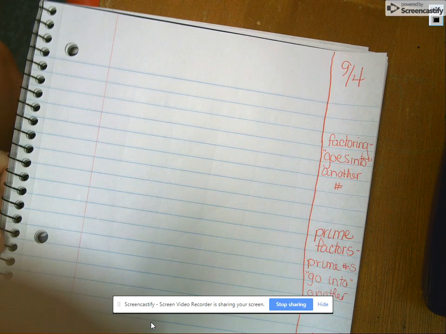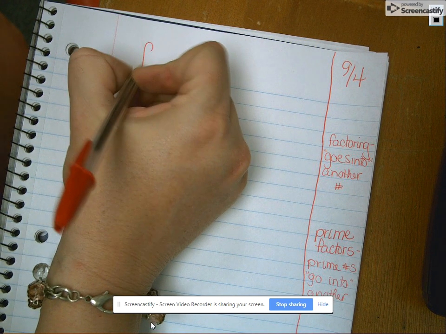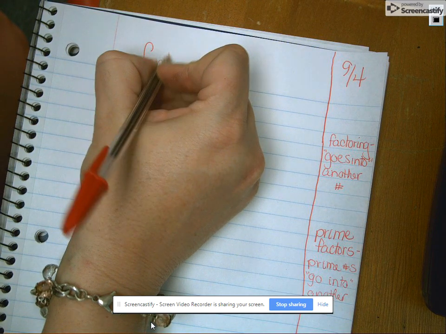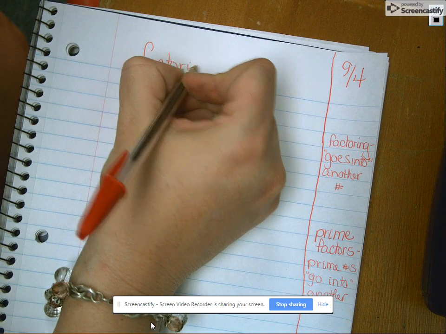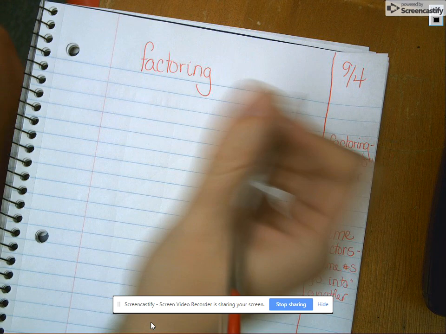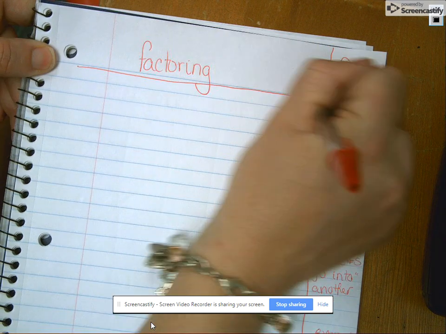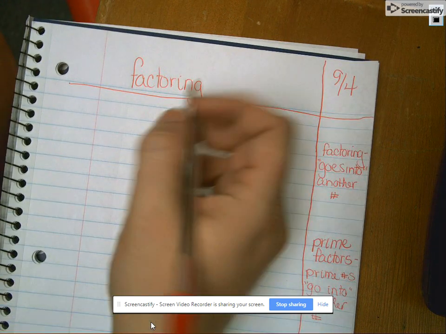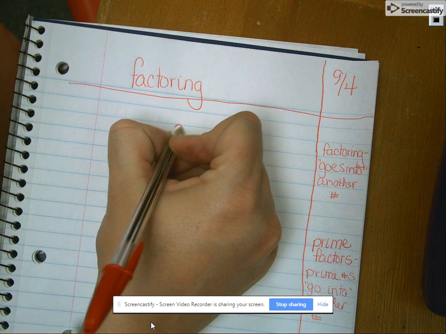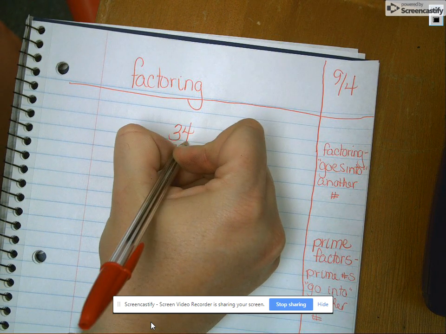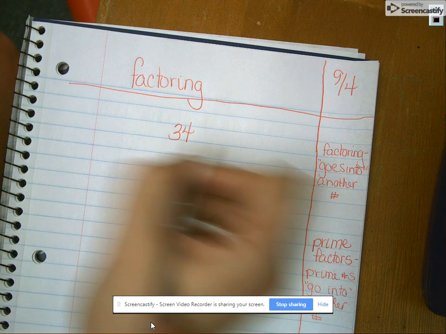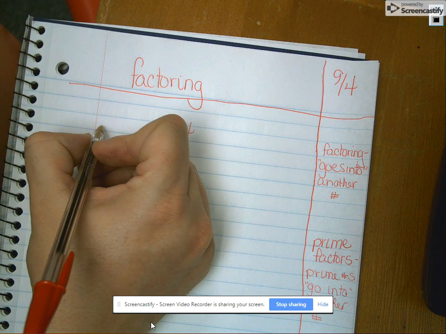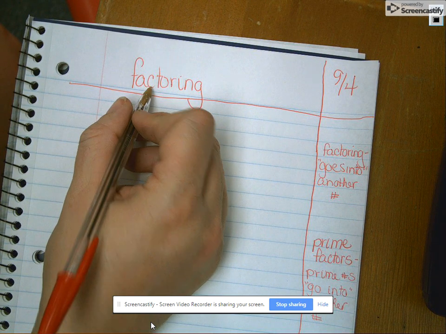Okay, now that you have our vocabulary written down, go ahead and put factoring up at the top, our topic for the day, and draw a line underneath it on that heading line. So when we factor, let's say we have the number 34. We need to think what goes into 34. We need to find factors of 34.